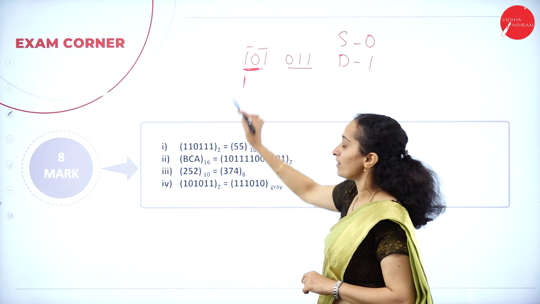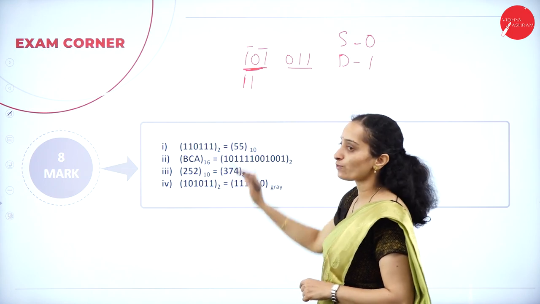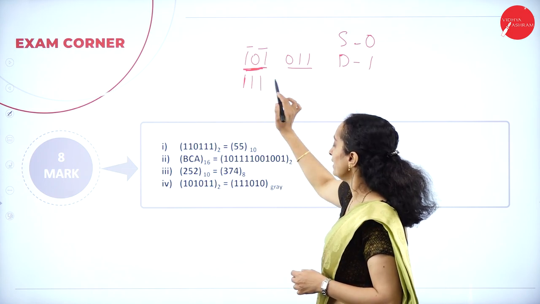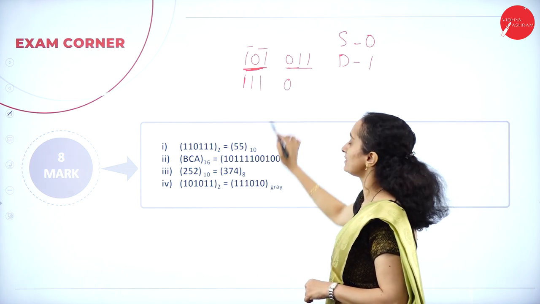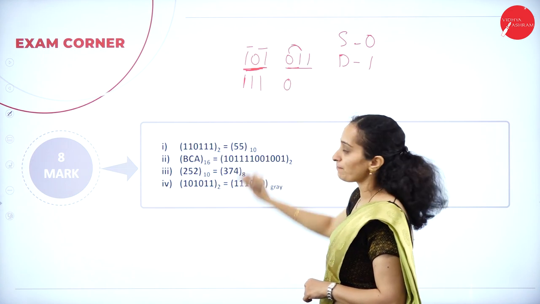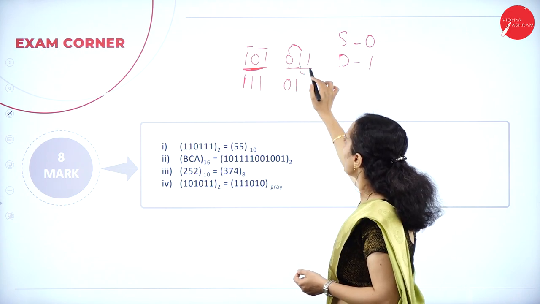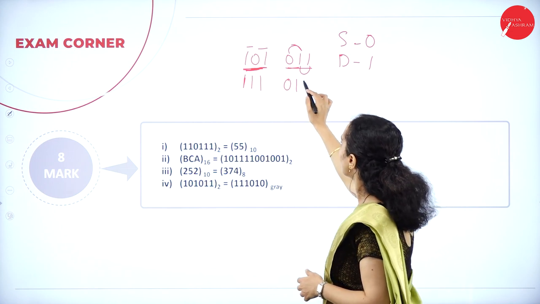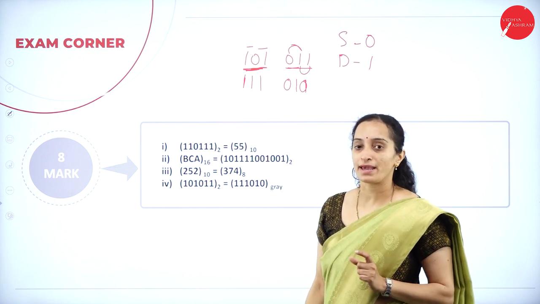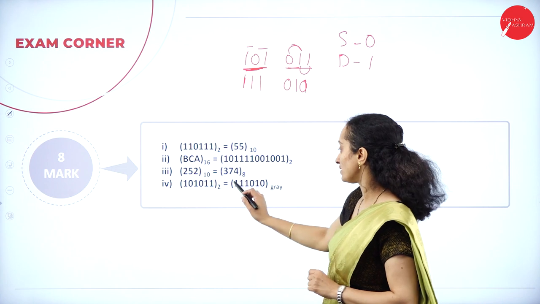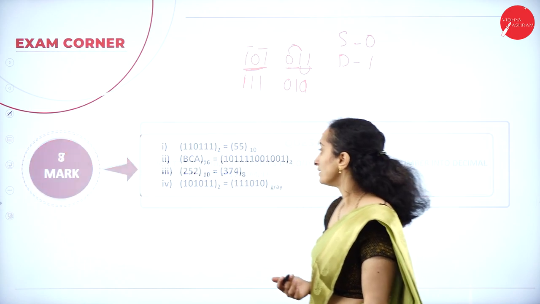101, first consider 10, they are different. So it will be considered as 1. Then we have 01, it is also different. So again, it will become 1. Okay. When you consider this group, keep the 0 as it is. We have 0-1 pair, different, so it will be 1. Whereas 1 and 1 are same, it will become 0. When the digits in the pair are same, it will become 0. So it is 111-010 to convert from binary to gray code.